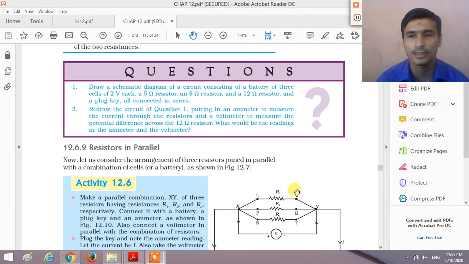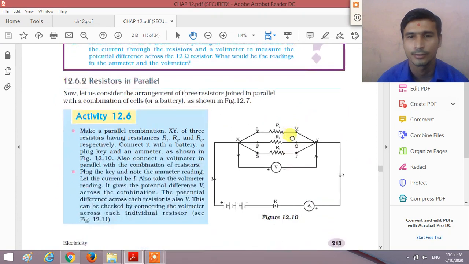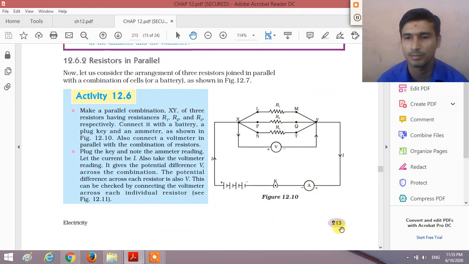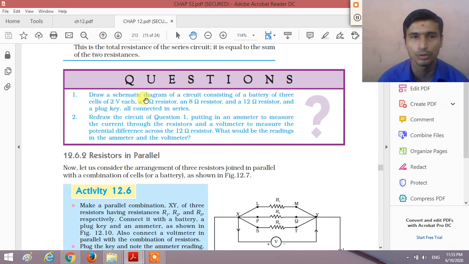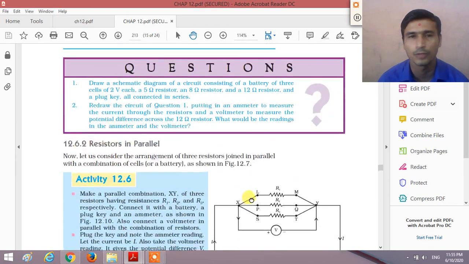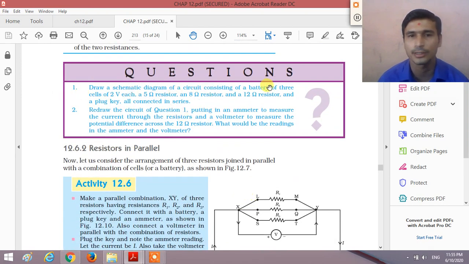So now, dear students, we understand the questions given on page number 213. There are two questions given on page number 213. So now we will discuss the answers of these questions.